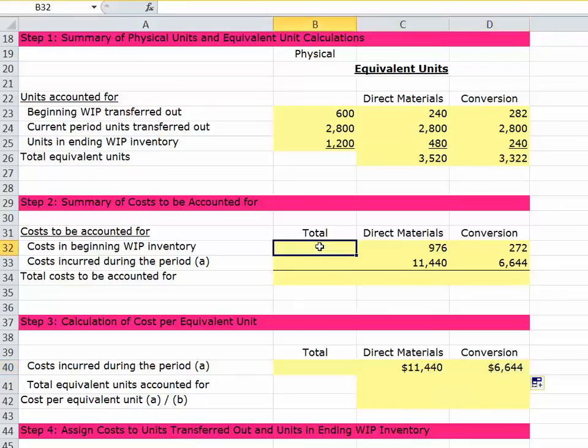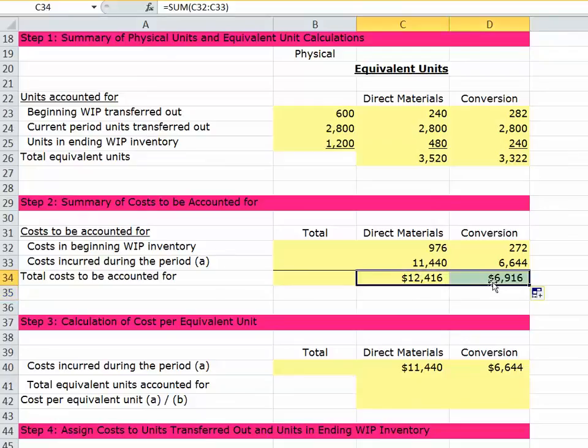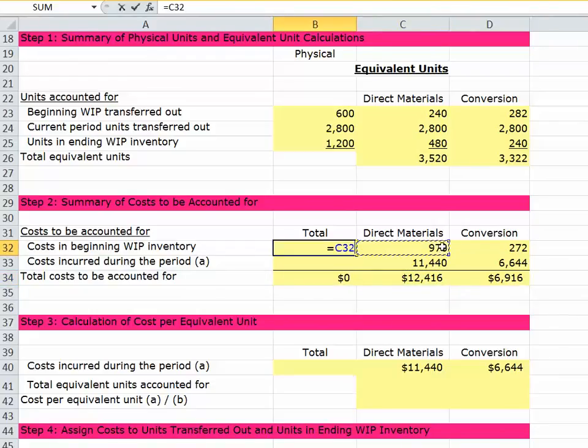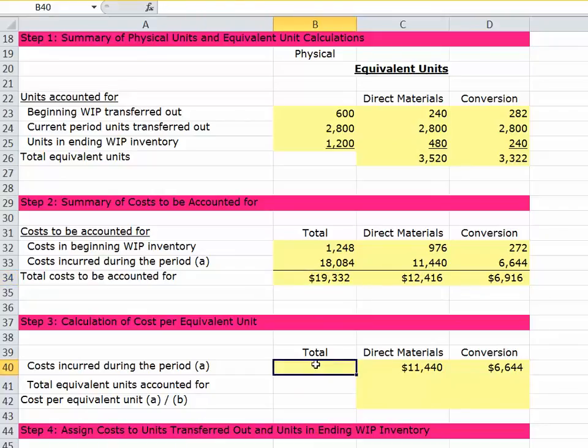Just to make life easier later on, let's go ahead and total up our total costs so we can reconcile it later on. 12,416, 6,916, and we can do the same over here. We've got the 976 plus the 272, and we've got the 11,440 plus the 6,644. So 19,000 in total costs. In terms of cost incurred during the period, though, that's our 18,000, or again, that's our 11 plus the 6.